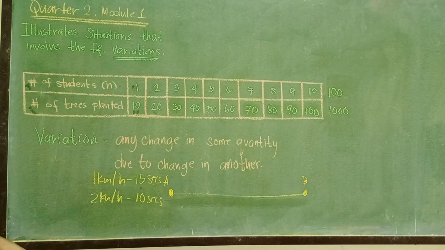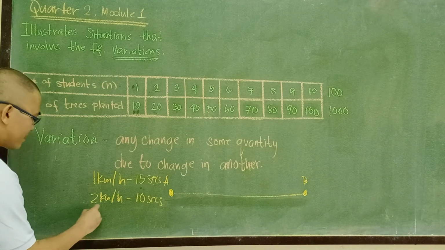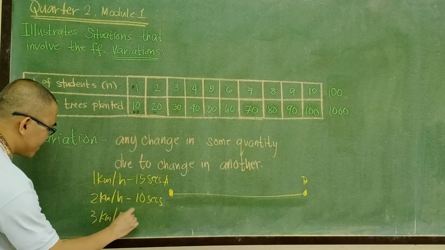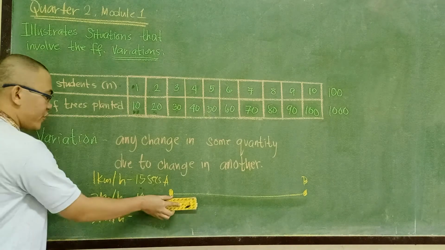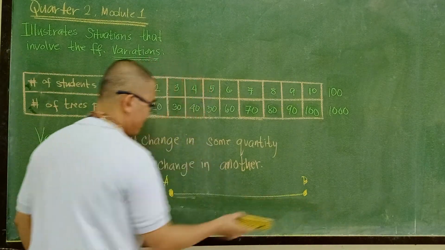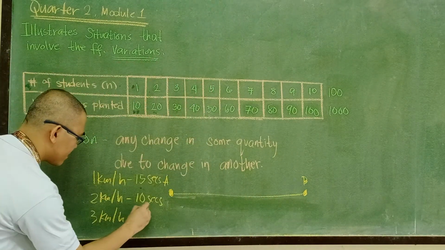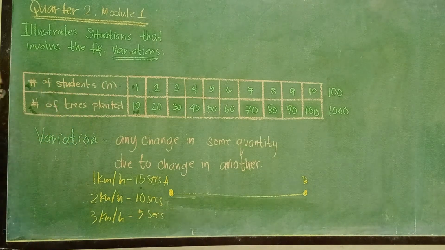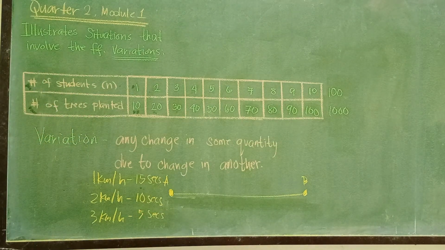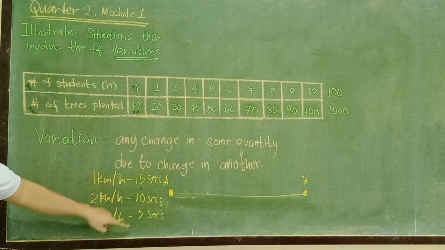Itaas pa natin yung speed mo, gawin natin 3 kilometers per hour. Halimbawa, from point A to point B, naging 5 seconds na lang. So mapapansin mo, inverse, pabaliktad yung relationship nila. Habang tumataas yung speed mo, bumababa yung time.